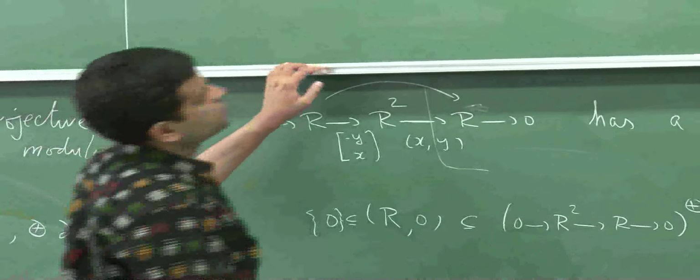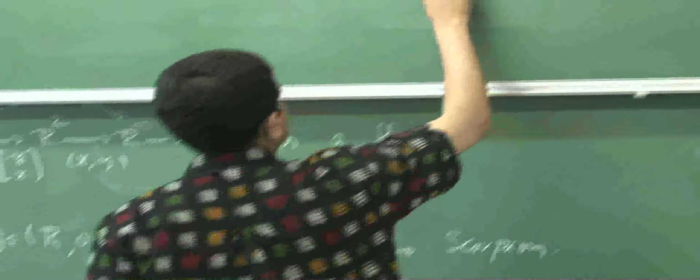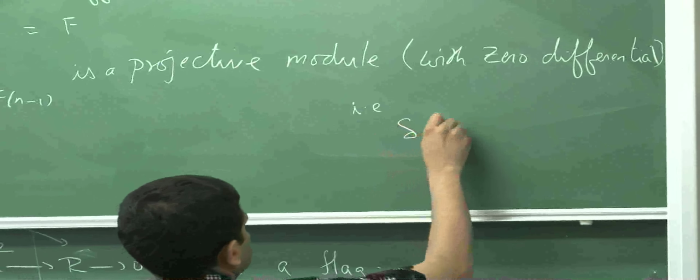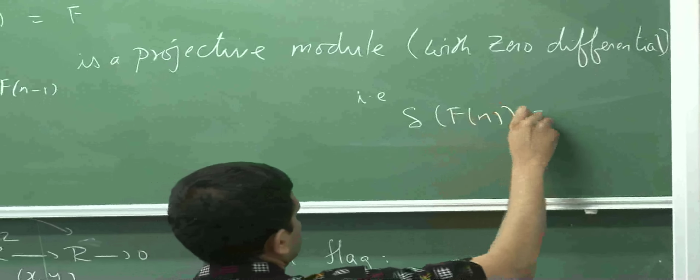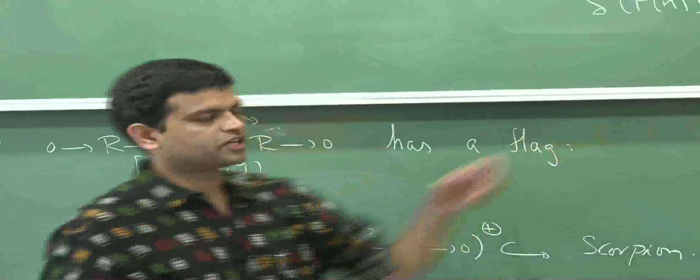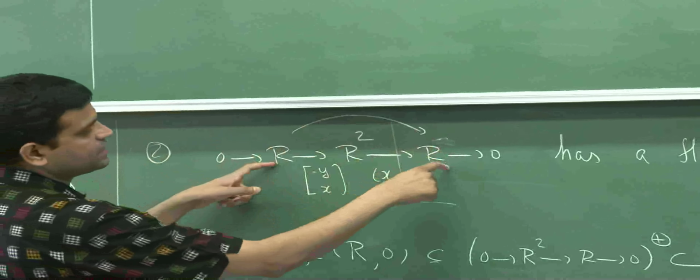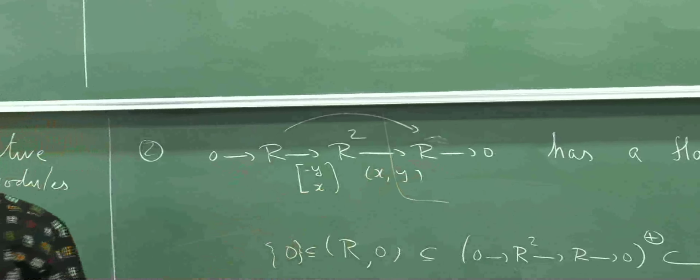So this condition that it has a zero differential, it's tantamount to saying that the differential on the module takes Fn and puts it in Fn minus 1. But what can happen is that it can also go much further down in the filtration, as you see in this example. The differential takes R and it lands down here. And that's what distinguishes differential modules from complexes. Okay?